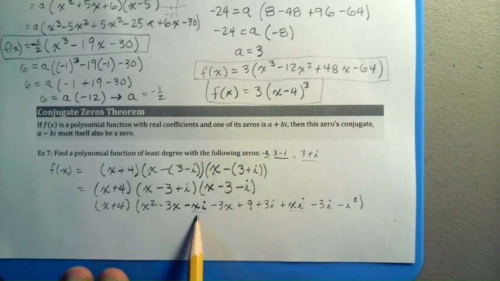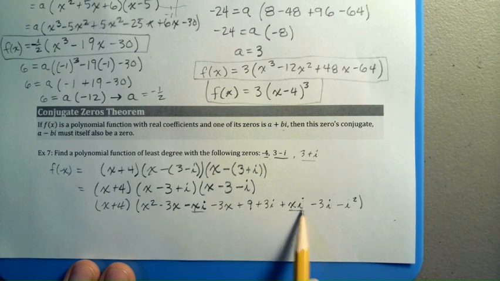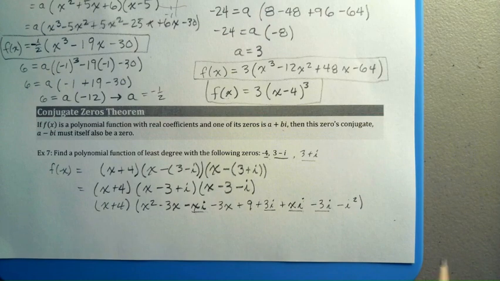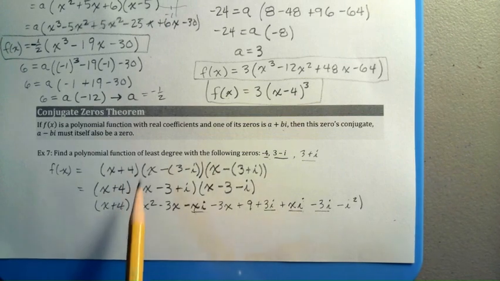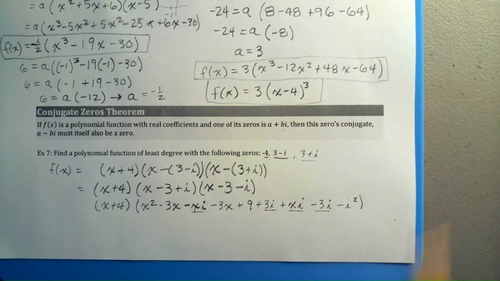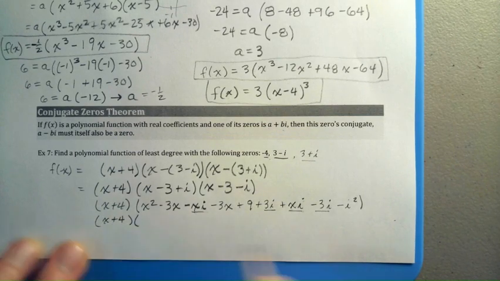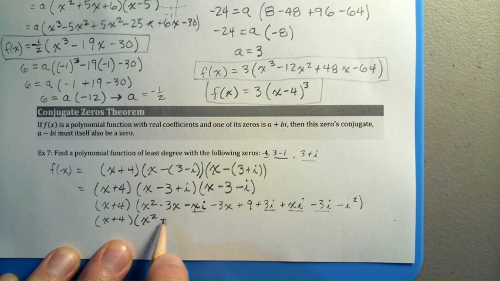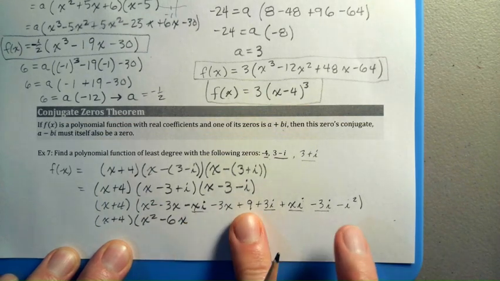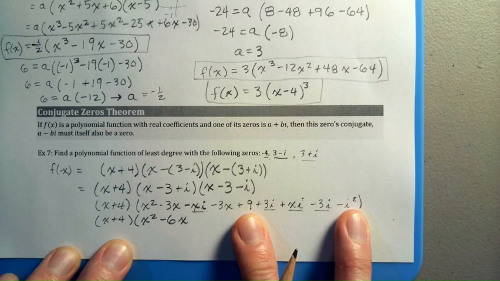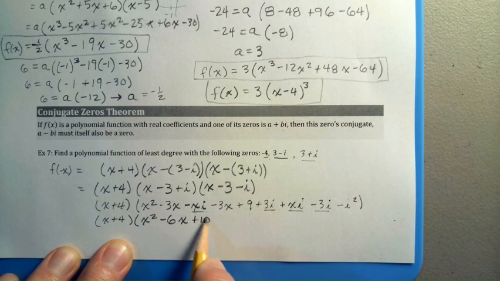Now notice that this xi and the xi, those are going to cancel. Also, the 3i and the negative 3i. So anything with just an i in it, I don't bother writing down because I know it's going to cancel, and it always will in this situation. Okay, so what's left is really x plus 4. Let's simplify this. It's really x squared minus 6x, and then I have a plus 9, and the i squared is negative 1, so negative i squared is positive 1, plus 10.